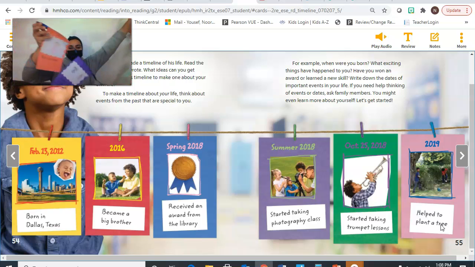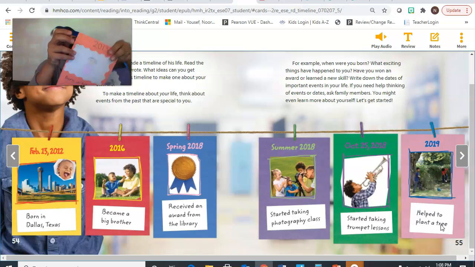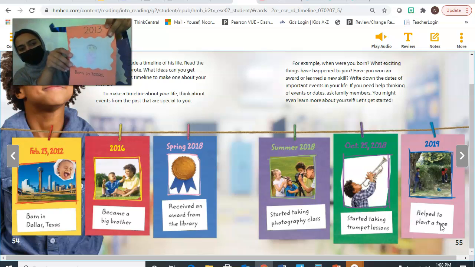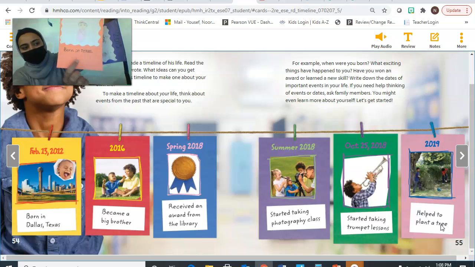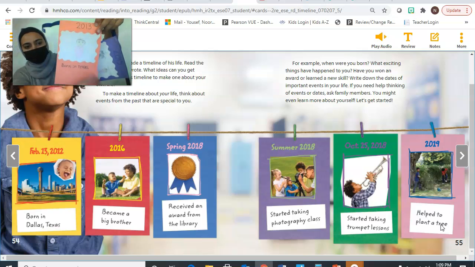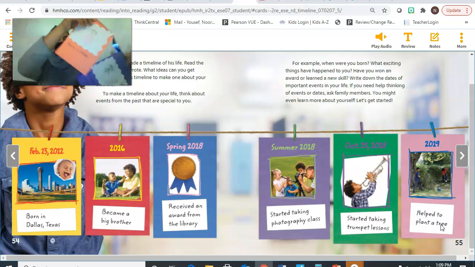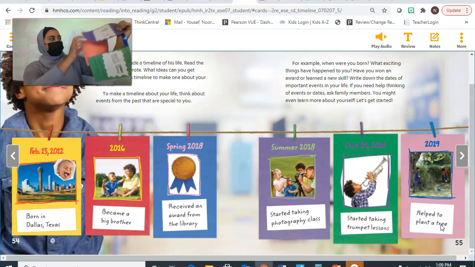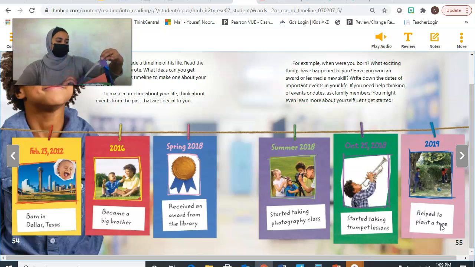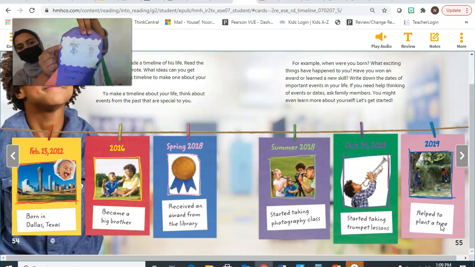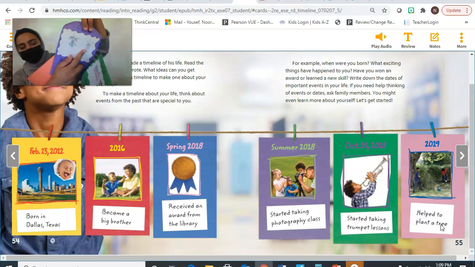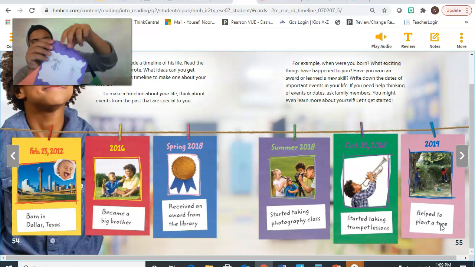Here she has the first thing that happened to her, which was the year she was born. She was born in 2013. She says 2013 here. She drew a picture of her as a baby, and it says, born in Texas. A little caption on why this is important. Then she says the next important thing that happened in her life is 2015. She became a big sister. She was 2 years old when her mom had another baby girl. That's her little sister. She drew these pictures.